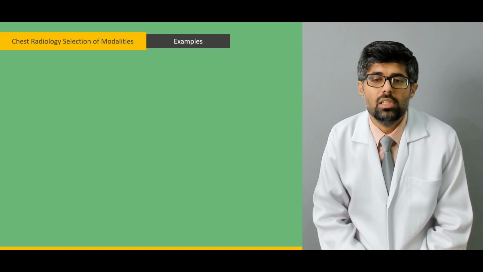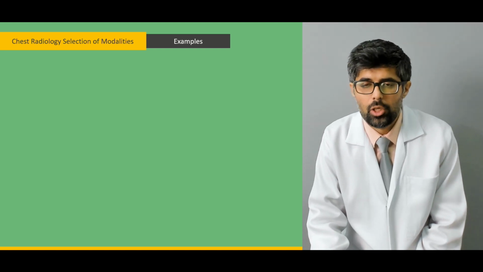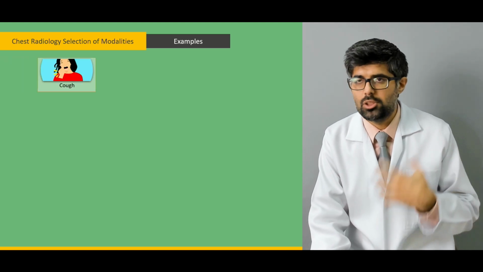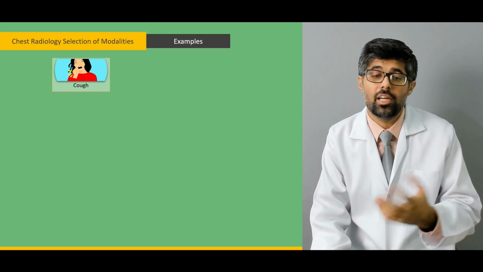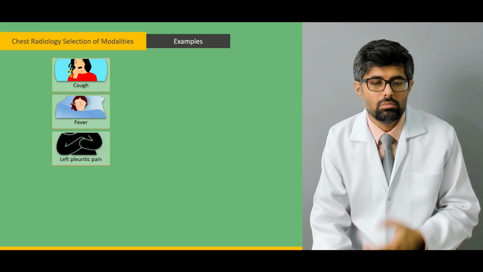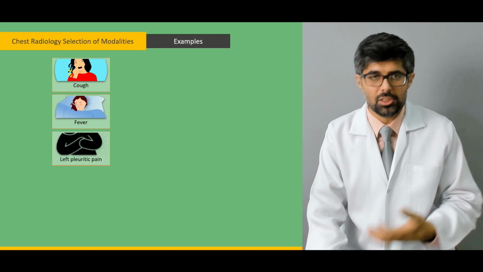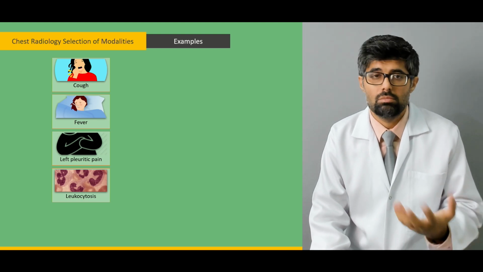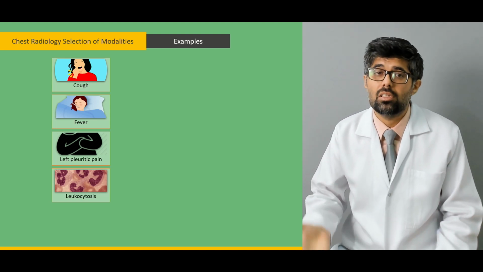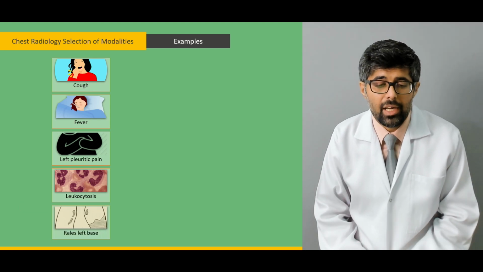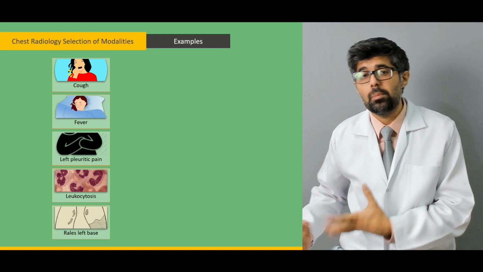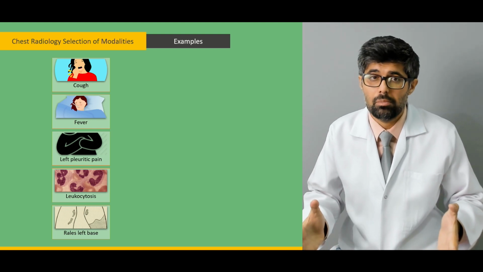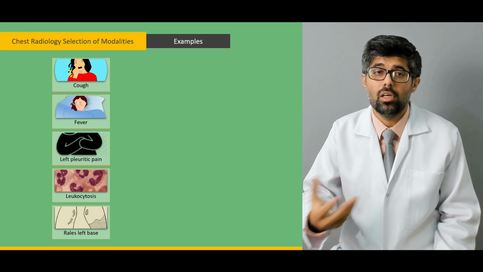Next, we have the examples which I was talking before. Now, let's say that you have a patient with certain symptoms. Let's say cough, fever, some pleuritic pain, that is the pain in the chest cavity, leukocytosis, meaning the white blood cells are high, and rales in the left base. Rales are crackles or lung crackles, means there is some fluid in the lungs.